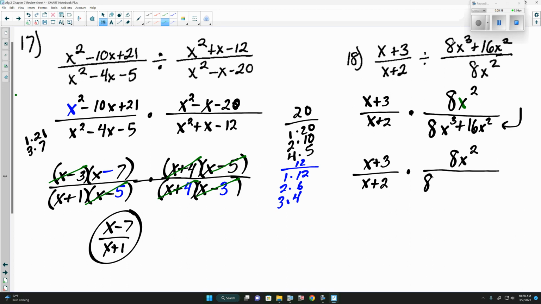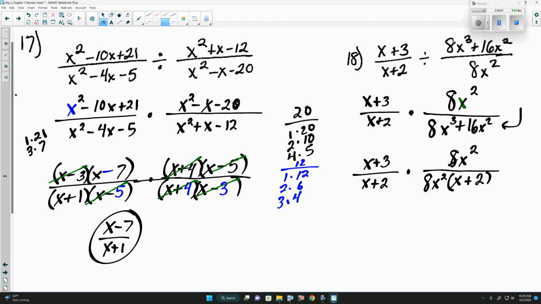8 and x squared. Because if we factor 8 out of 8x cubed, it's 1. And if I take x squared away from x cubed, we're left with x. Plus 16 divided by 8 is 2. So if we factor 8x squared out of 8x cubed plus 16x squared, we get 8x squared times x plus 2.